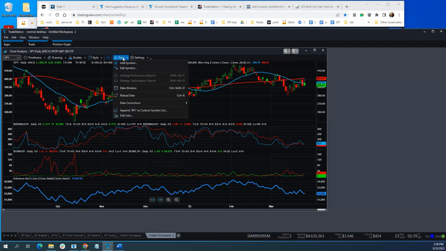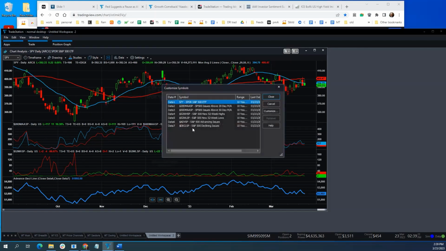All right, so we go to data, edit symbols. I'm going to remove those. I want to keep the stocks above. All right, it's data 2 and 3.